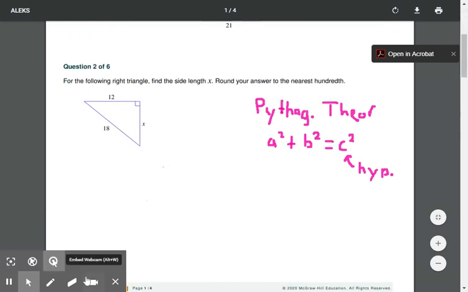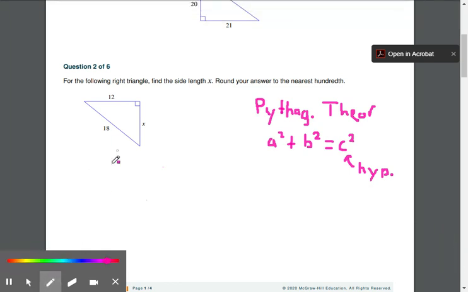So in this next triangle here, let's start by marking our triangle. So again, the hypotenuse is always across from the right angle, even if your triangle is upside down like it is here. So this is our hypotenuse, our C, and then the other sides are A and B. It doesn't matter which is which.